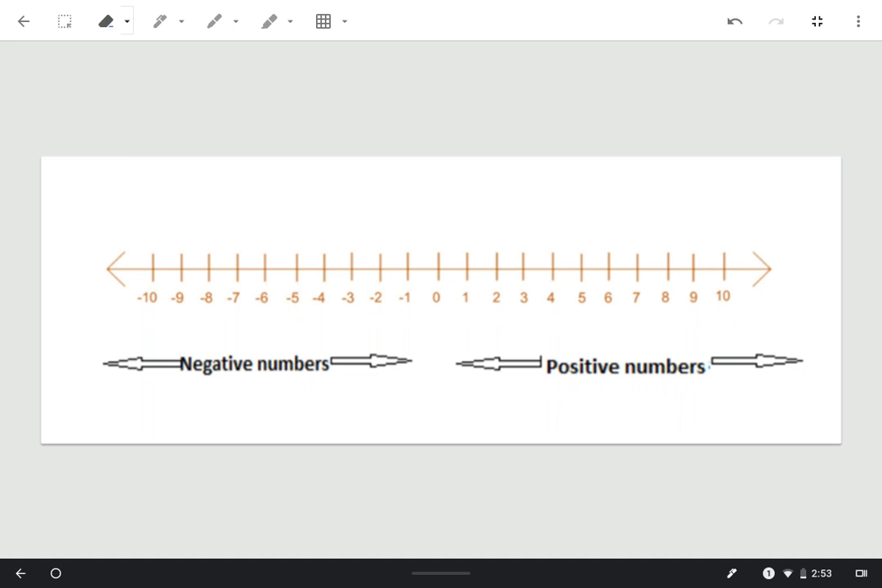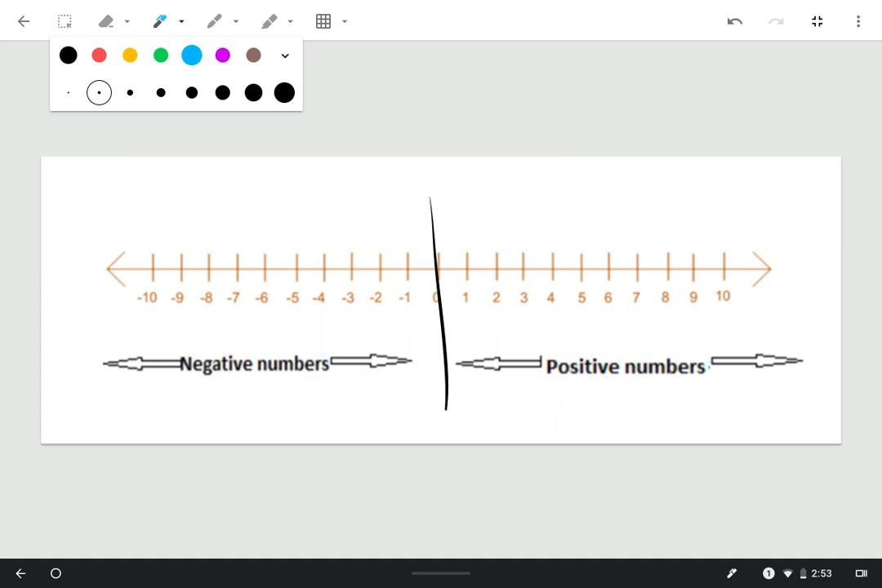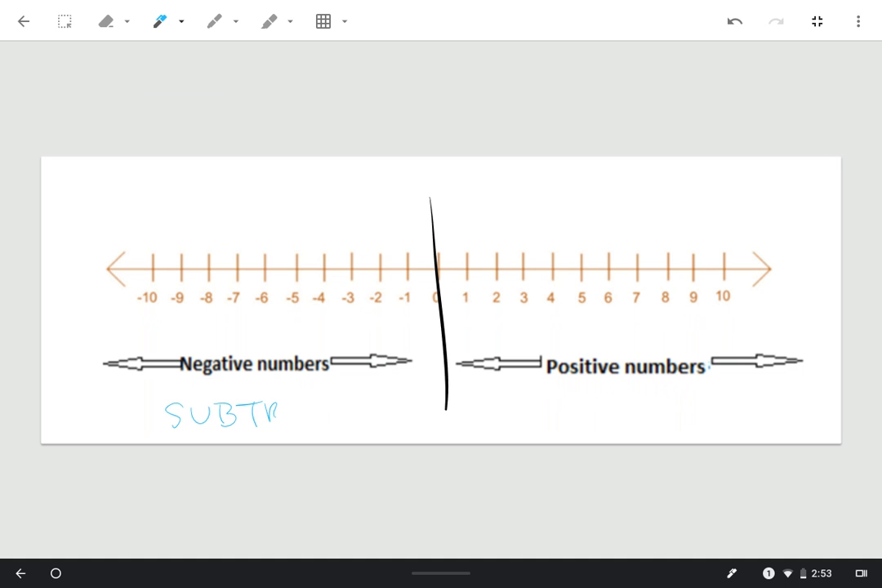When we look at our number line, 0 is here in the center, we have all of our negative numbers over here and positive numbers over here. More than that, whenever we subtract, we are going to move in this direction. When we add, we're going to move in this direction, because when we subtract, we're moving in the negative direction, and when we add, we're moving in the positive direction. So we're going to use that concept as we work through this lesson.